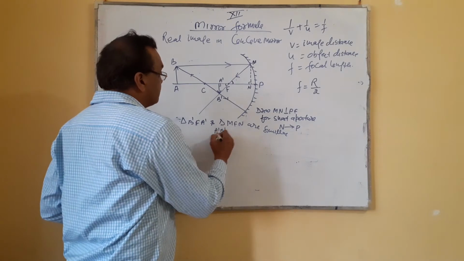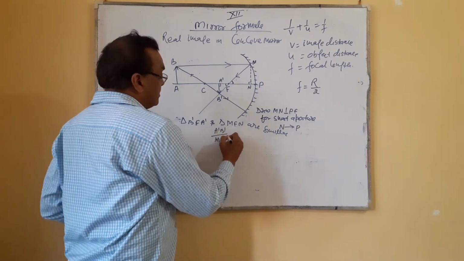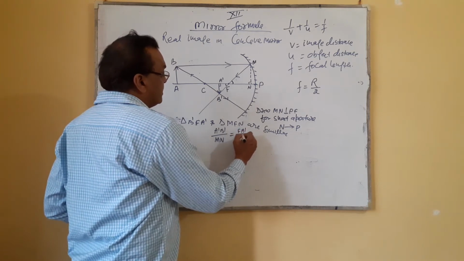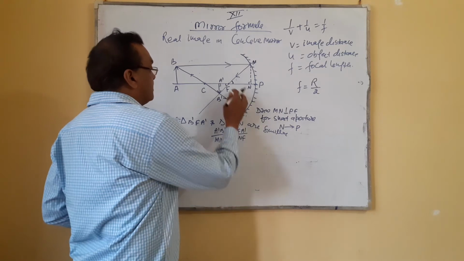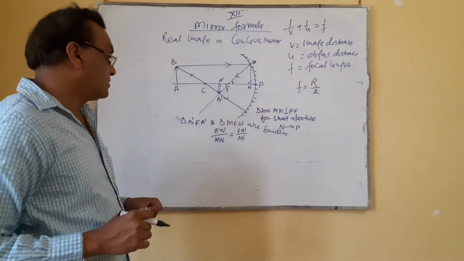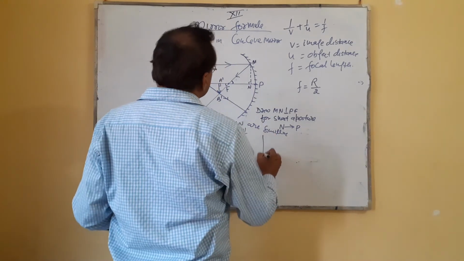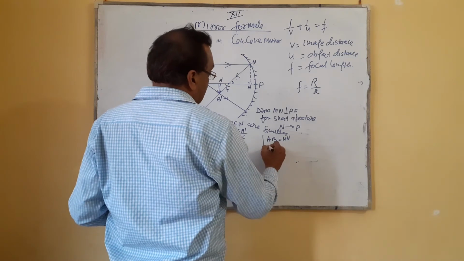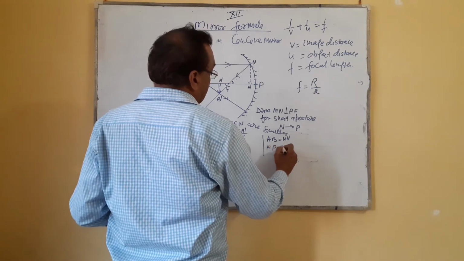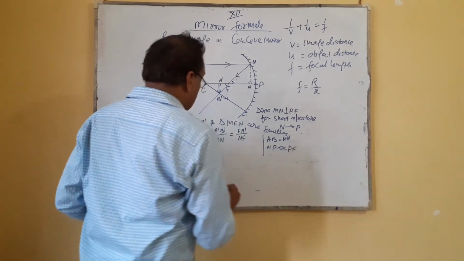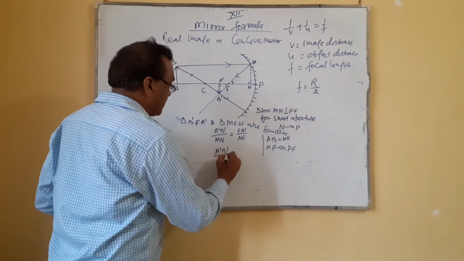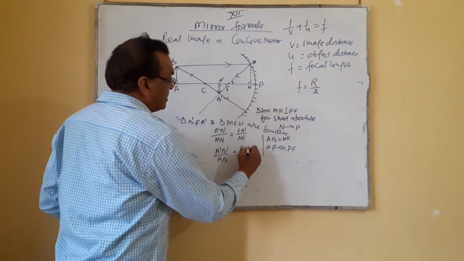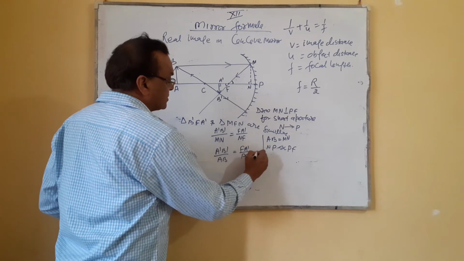A dash B dash by MN is equal to what will it become? F A dash by NF. F A dash upon NF. And as I told you, AB is equal to MN, and NF we can approximately write as PF, so A dash B dash by AB is equal to F A dash by PF. This is equation first.